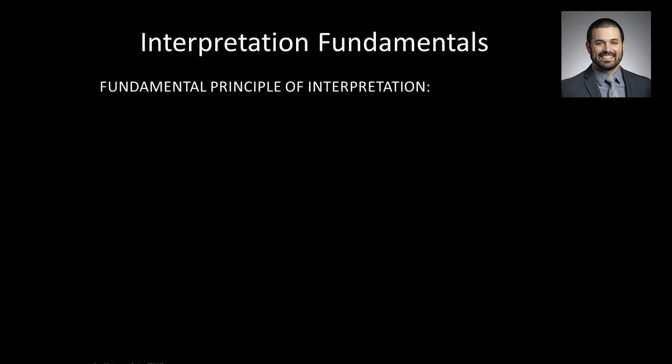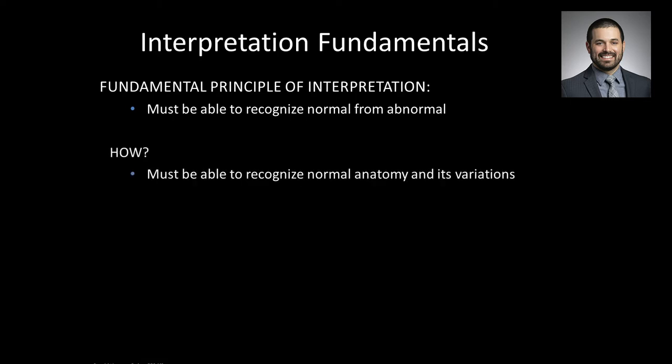Okay, let's talk more about interpretation. The fundamental principle is you must be able to recognize normal from abnormal. Well, how do you do that? You first need to recognize normal anatomy and all its variations, which is a really tricky thing to learn. Anatomy varies a lot patient to patient. And when you're looking at it under imaging, all those variations become very apparent.